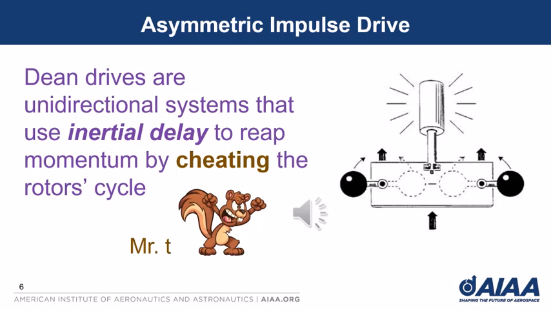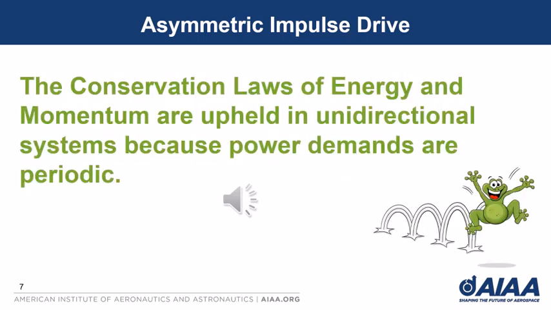Steam drives are unidirectional systems that use inertial delay to reap momentum by cheating the rotor cycle. When rotor axles align, side forces are canceled, and the carriage has very low inertia. This allows us to advance the cycle and impart force onto the main frame load. The conservation laws of energy and momentum are upheld in unidirectional systems because power demands are periodic.